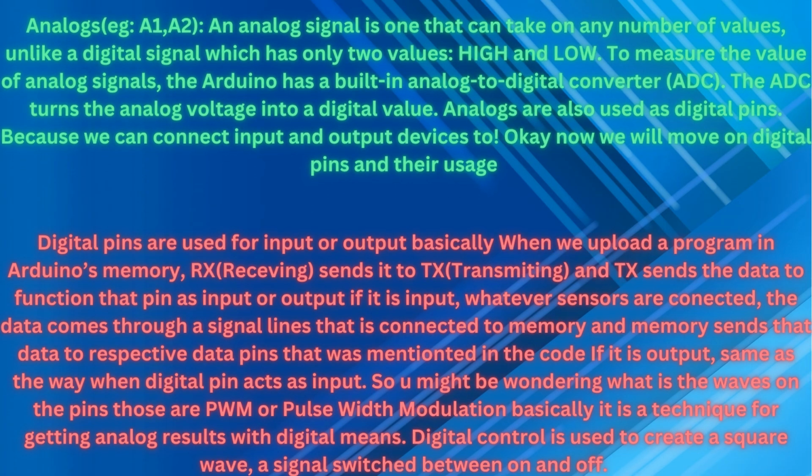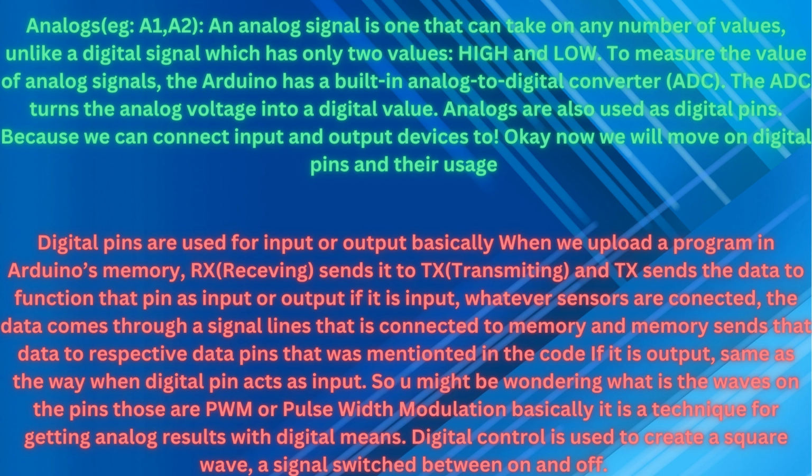Analogs. An analog signal is one that can take on any number of values, unlike a digital signal which has only 2 values, high and low. To measure the value of analog signals, the Arduino has a built-in analog to digital converter, ADC. The ADC turns the analog voltage into a digital value. Analog pins can also be used as digital pins because we can connect input and output devices to them.